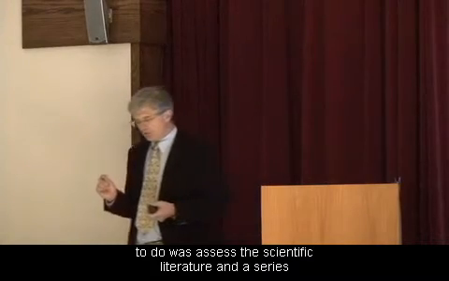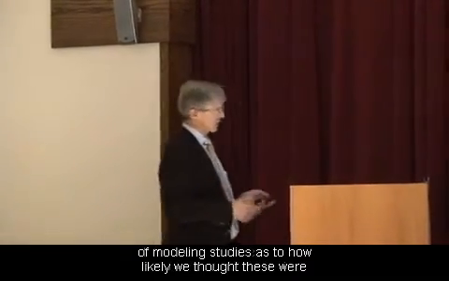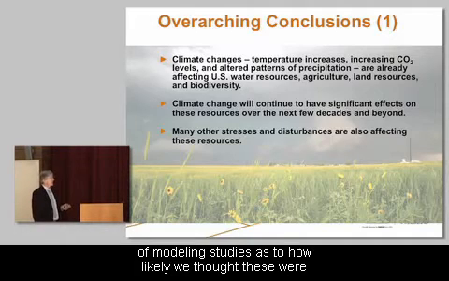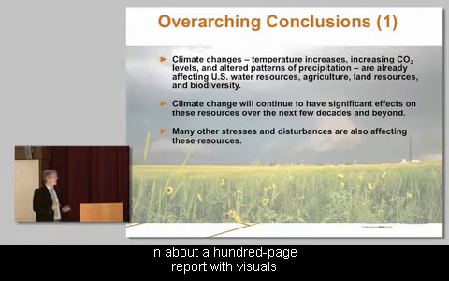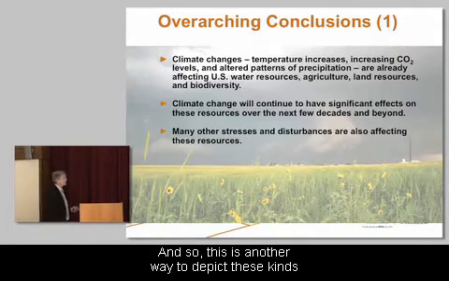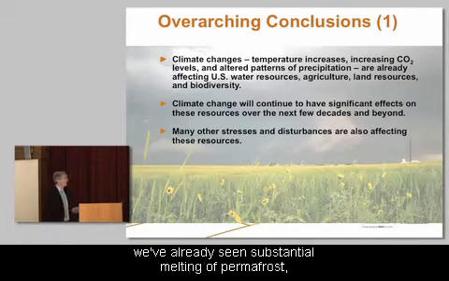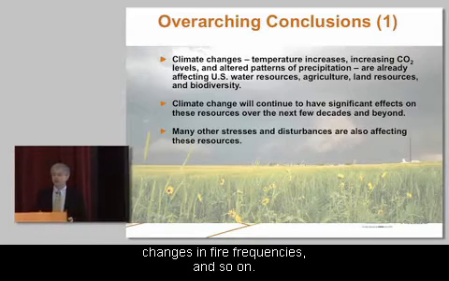And so let me just take you through a couple of the overarching conclusions before I go to the third assessment. In this one, so this is now about 5 years ago, we concluded that climate changes, both temperature increases, increasing CO2 concentrations in the atmosphere, and altered patterns of precipitation are already affecting water resources, agriculture, land resources, etc., that it will continue to have significant effects on these resources over the next few decades and beyond. But of course, many other stresses and disturbances are also affecting these resources.